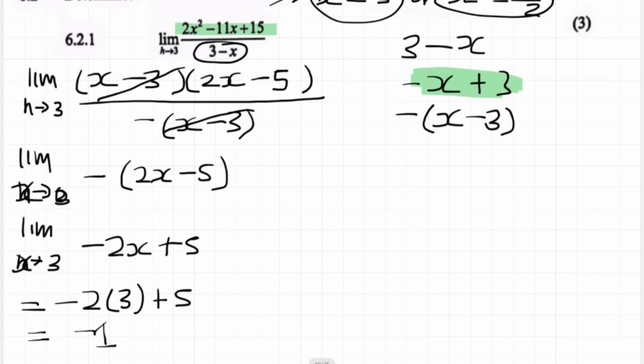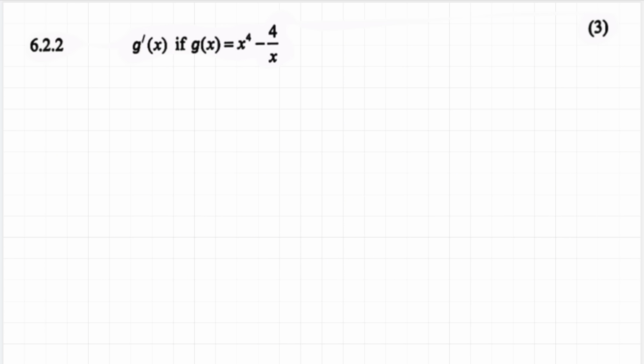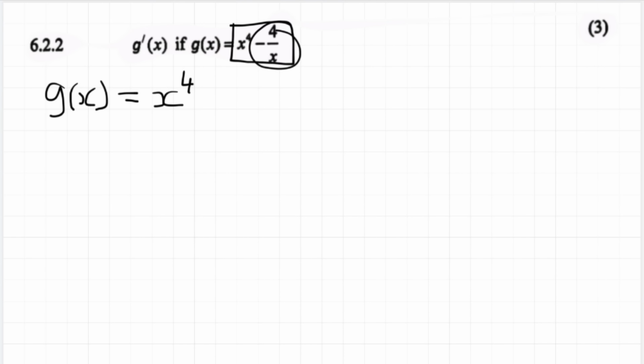Let's move on to 6.2.2, which is this one. They say we must derivate g of x. We must find g prime of x if g of x is equal to this. So what we do here, a lot of my students make mistakes here. We need to first put this in a way that we're going to have numbers, all of it, not fractions, because you cannot derivate a fraction, you know. So here we're going to have g of x equals, this one is okay, but this one we need to interchange. This is the same as negative 4x to the power negative 1, just like that.